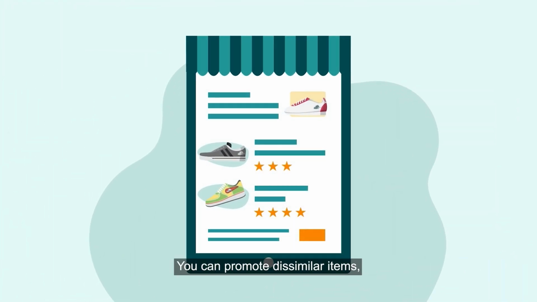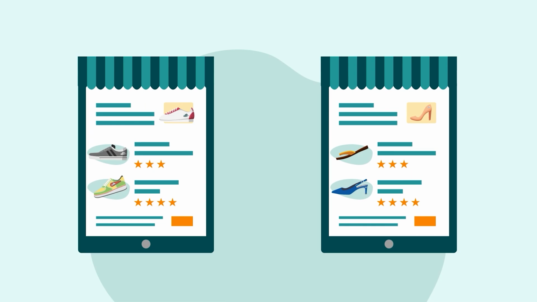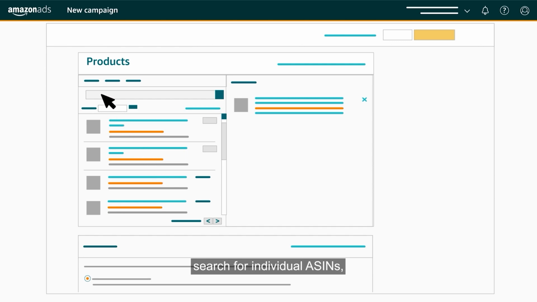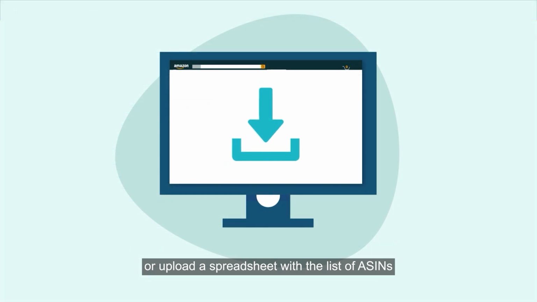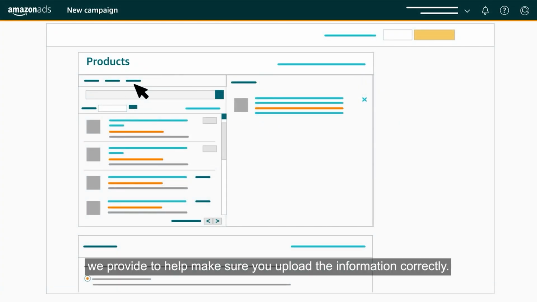You can promote dissimilar items, but we recommend doing so in separate ad groups. Once you've decided which products to add, you can search for individual ASINs, enter a list of multiple ASINs, or upload a spreadsheet with the list of ASINs you'd like to advertise. Use the spreadsheet template we provide to help make sure you upload the information correctly.